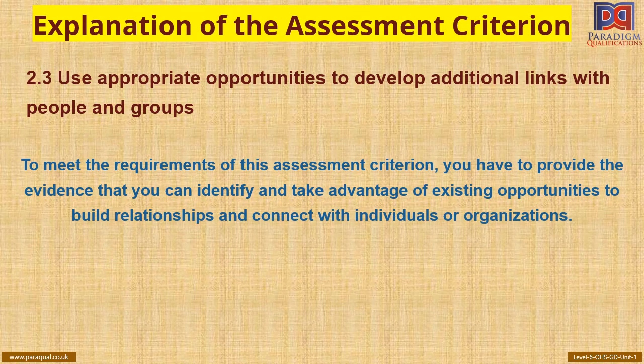2.3 is use appropriate opportunities to develop additional links with people and groups. The assessment criterion is simply asking you to submit the evidence for the following. Do you use any opportunities, for example, training events, seminars, committee meetings, safety exhibitions, etc., to develop links with health and safety professionals and groups? We shall discuss what can be the suitable evidence.